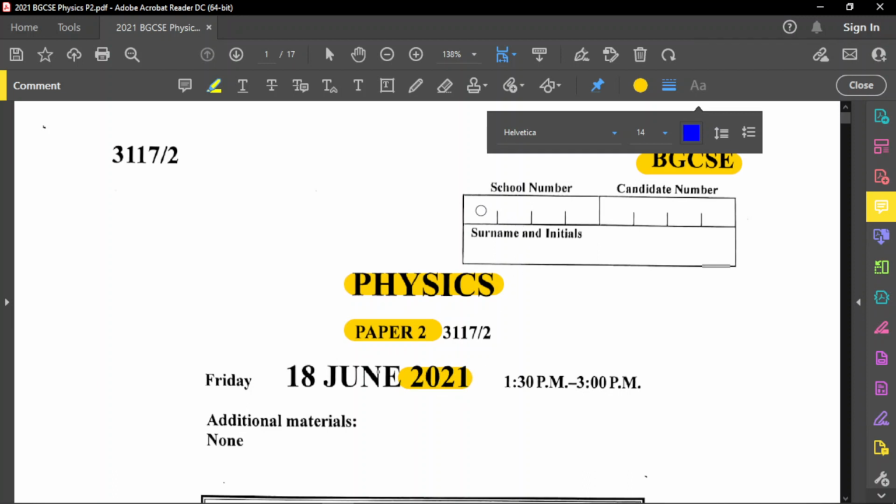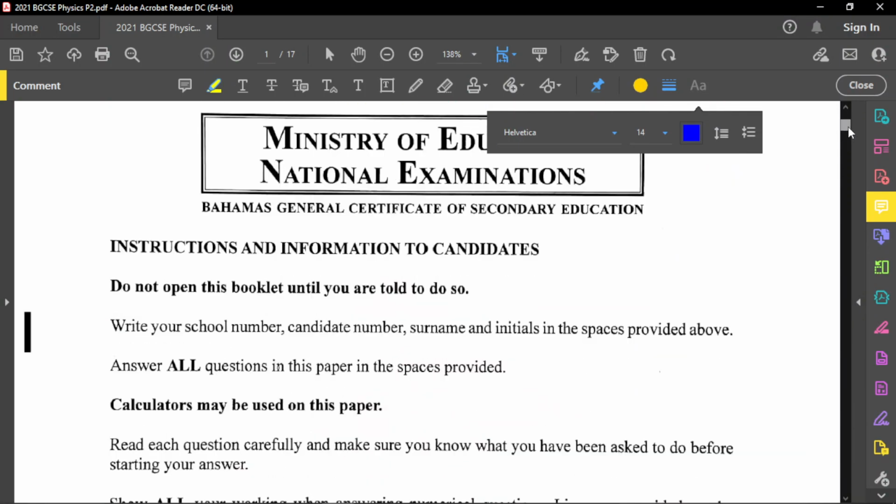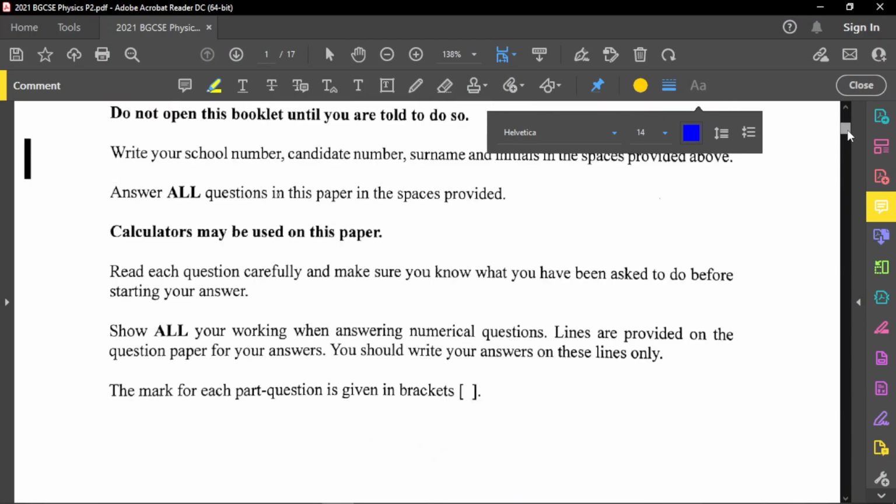Please remember before you start the examination, always write your school number, your candidate number, your surname, and your initials. Again, read through the instructions before you start the examination, and if you have any queries, please clarify those with the examiner.